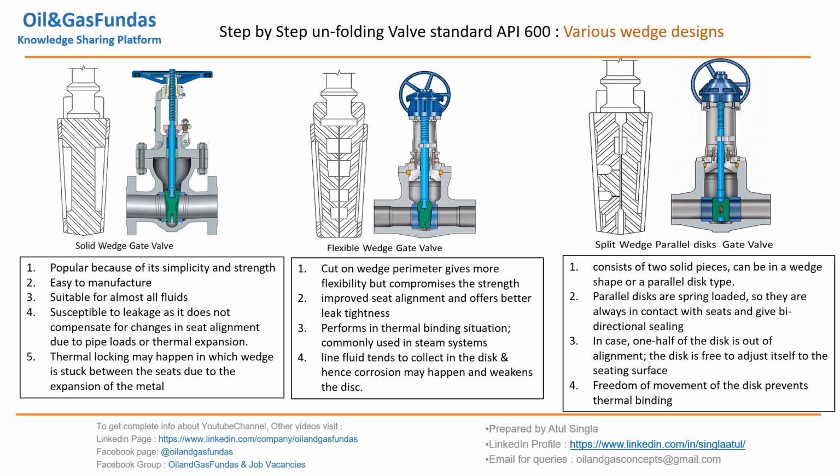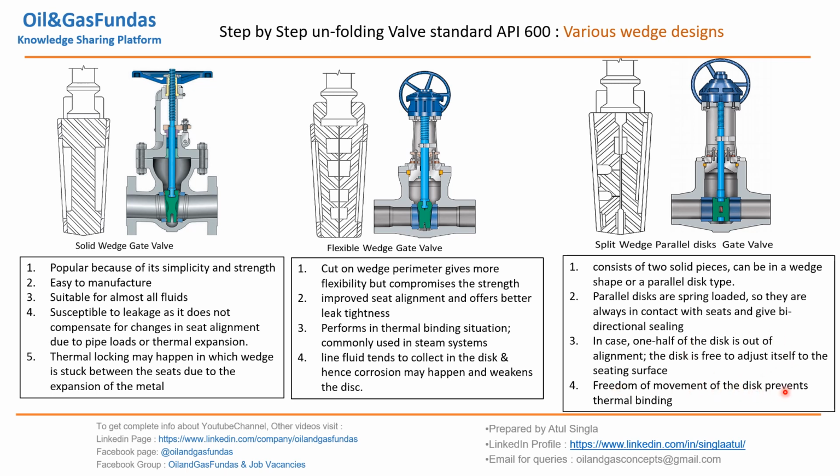Parallel discs are spring loaded. If you see here, there is a small spring in between the two pieces. This spring helps in better sealing. The wedge sits properly between the seats, so there is better sealing and fewer chances of leakage. In case one half of this disc is out of alignment, the disc is free to adjust itself to the seating surface. So it is helping in the seating arrangement, which was the major drawback here, seat alignment. So this is best in this respect.